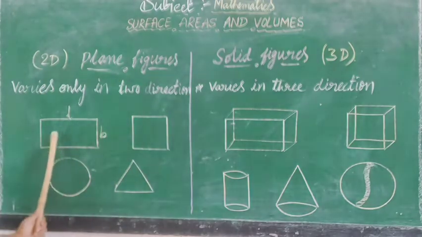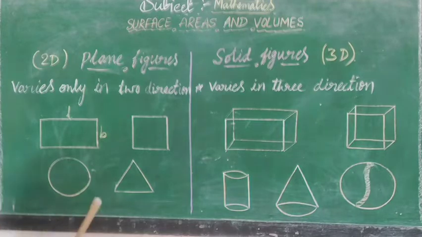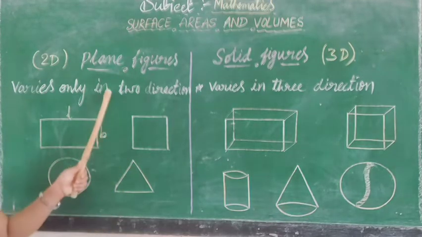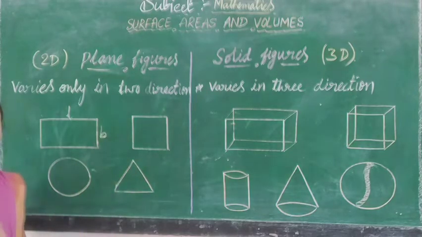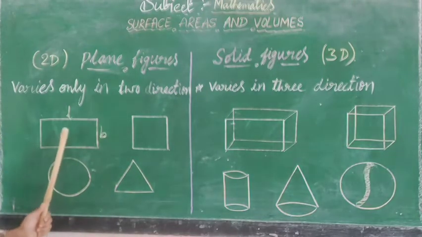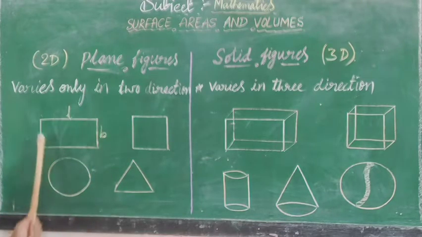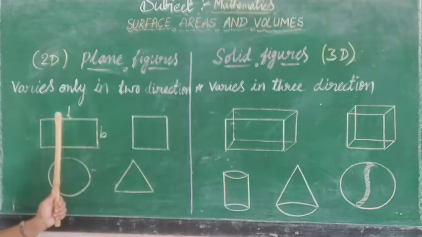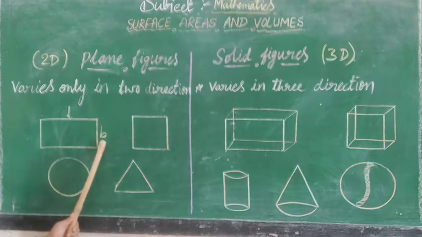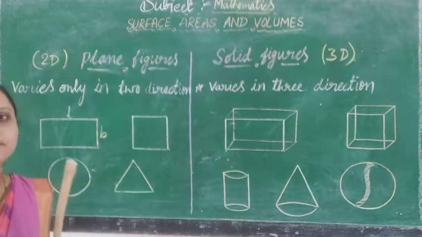Now observe these plane figures: a rectangle, square, circle and triangle. All these figures are called plane figures. Why do we call them plane figures? Because they are two-dimensional, only length and breadth. So in this type of figure we can calculate only the area of that figure.